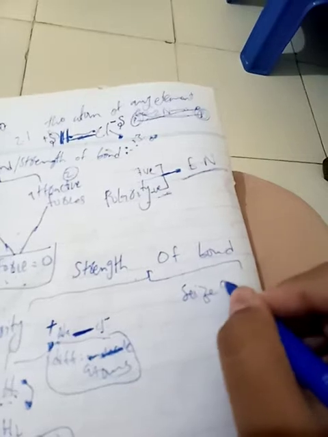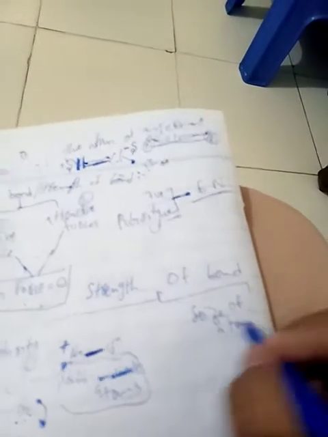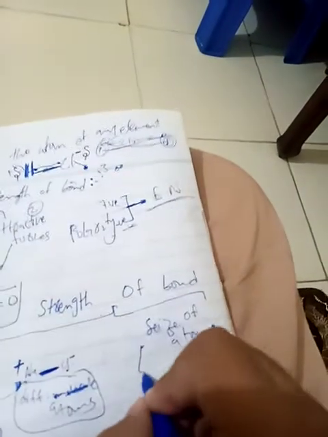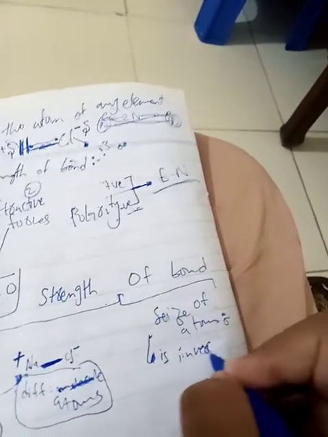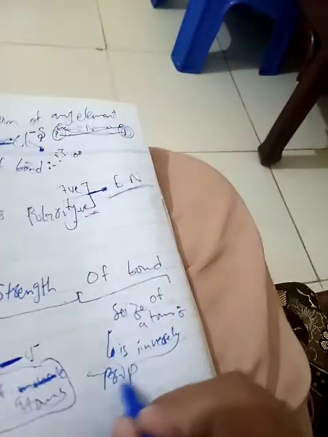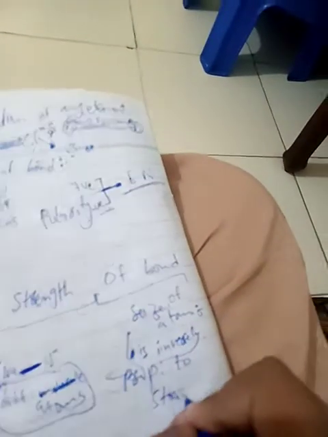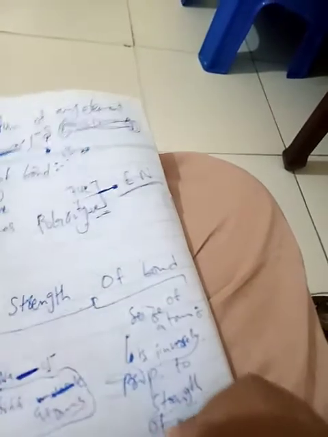Okay, now here's another topic. We have the size of atom. How the size of atom affects the strength of bond is something like this: the size of atom is inversely proportional to the strength of bond. How is it inversely proportional? Let me take an example.